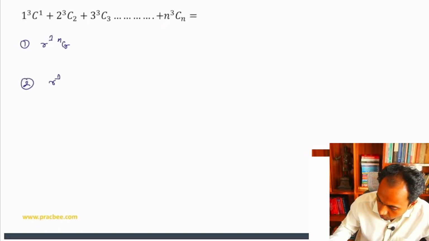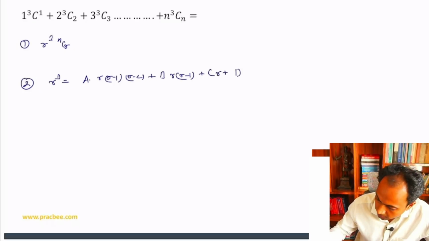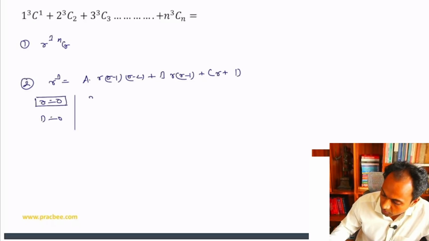Second part, I am going to apply partial fraction. A into r minus 1, r minus 2, because we want to go till power 3. Then b into r minus 1, c into r plus d. In order to find this value, I am going to substitute the value of r as 0. As a result, d comes out to be 0. Then we can put the value of r as 1. You can see the value of c comes out to be 1.